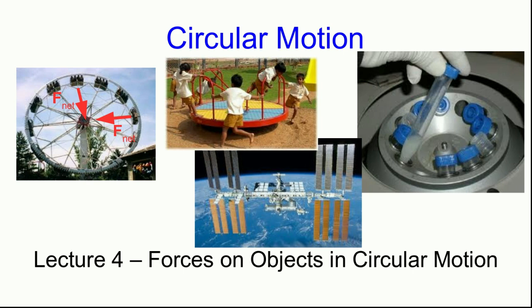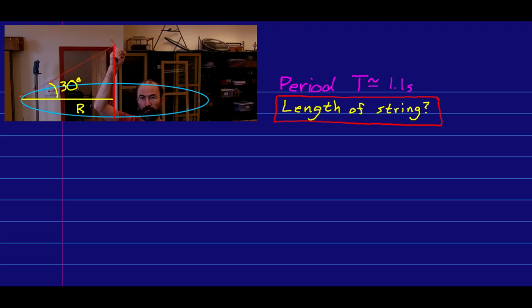This lecture is going to be about forces on objects in circular motion, but we've actually already seen everything we need to know, so I'm just going to use this lecture to work a couple of examples. First, I'm going to analyze this motion of the ball swinging around on the end of the string.